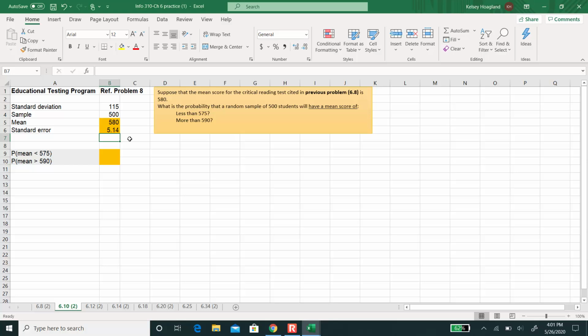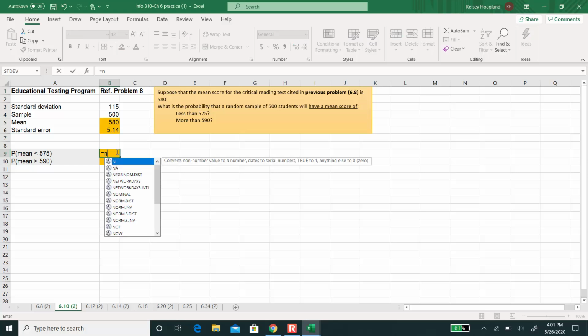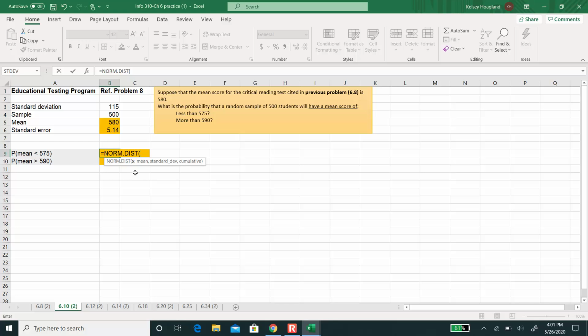So now you can go on to solving what the question's actually asking, which is the probability that a random sample of 500 students will have a mean score of less than 575. So you'll start there and you use the normal distribution equation. So you do equal sign, NORM.DIST, right here, double click. So basically down here it gives you a run through of what you're going to need to plug in to find this. So your x value is given in the problem as 575.